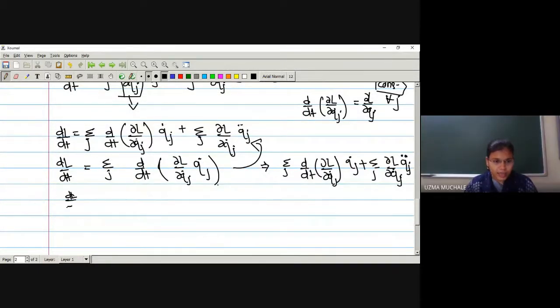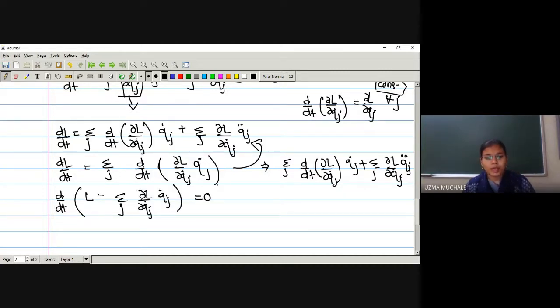So here we are getting dL by dt is equal to, now in this case d by dt we can keep common, because on both sides we have a derivative with respect to t, right? So we can have d by dt common: L minus summation over j. Okay, d by dt we have taken common, so what remains is dou L by dou Qj dot into Qj dot is equal to 0. Is it okay? Because we have simply taken d by dt common, right?